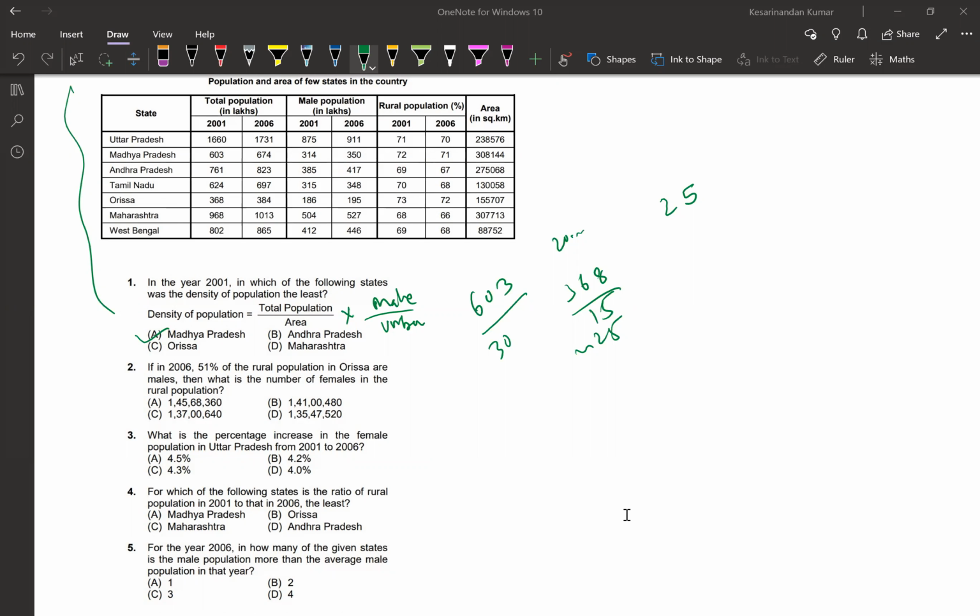I'll tell you a trick. Okay, guys, just listen. There's an important trick. You might know this, but still, just pay attention for 2 seconds. For Madhya Pradesh, we have this. For Orissa, we have this, right? For Maharashtra, we have 68 by 66. And 69 by 67 for Andhra Pradesh. Can I eliminate these two automatically?